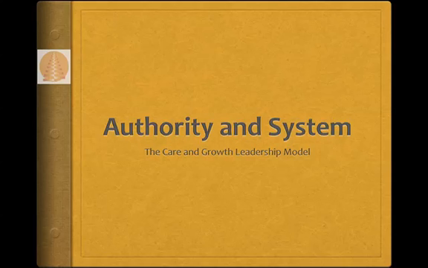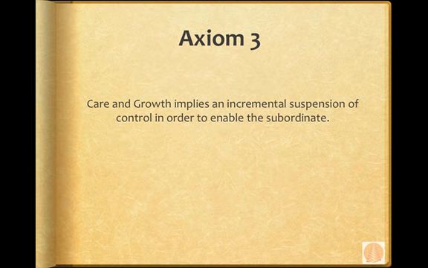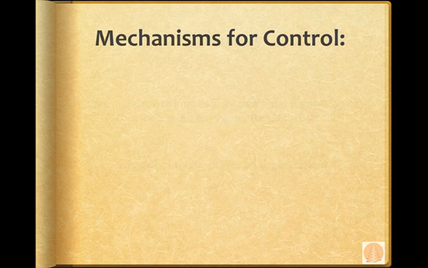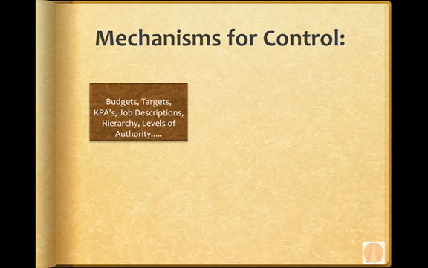We're now going to examine what happens to a system when one implements the care and growth model in an organization. We indicated when we examined axiom 3 that care and growth implies an incremental suspension of control in order to enable the subordinate. What that implies for an organization is that the mechanisms of control are, in the first instance, concerned with budgets, targets, KPIs, job descriptions, hierarchies, and levels of authority, and these are all concerned with structure.